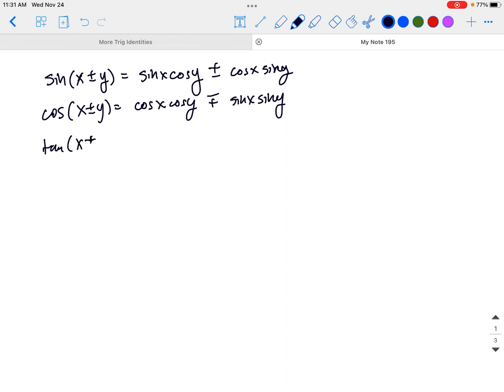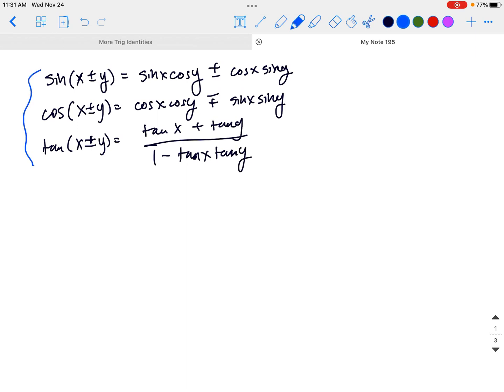And tangent is going to be the sum of the tangents on top and the difference of the product from 1 on the bottom. So again, these three are the ones to know. These three are definitely the ones to have down, probably memorize. As you practice with it, obviously it'll get better to memorize these.